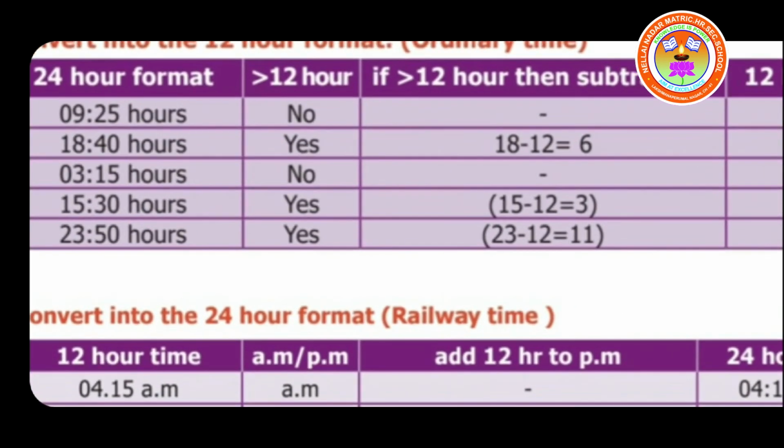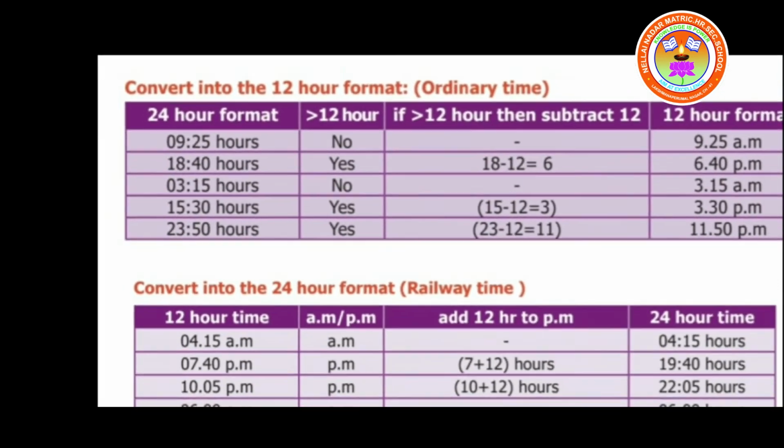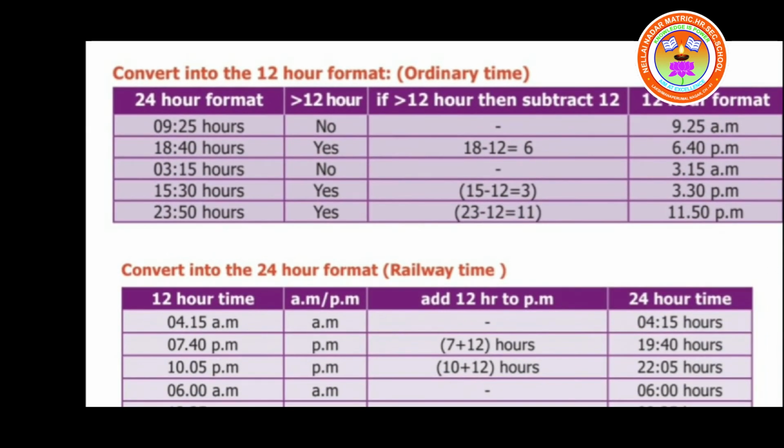Okay, now listen to the second one, children. 18:40 hours. You can observe that 18:40 is greater than 12. So from the 18, the hours alone, you subtract 12. So you will get 6. So your answer is 6:40 p.m. The minutes won't change. Again, I am telling you, children, the minutes won't change. Only the hours you have to change.